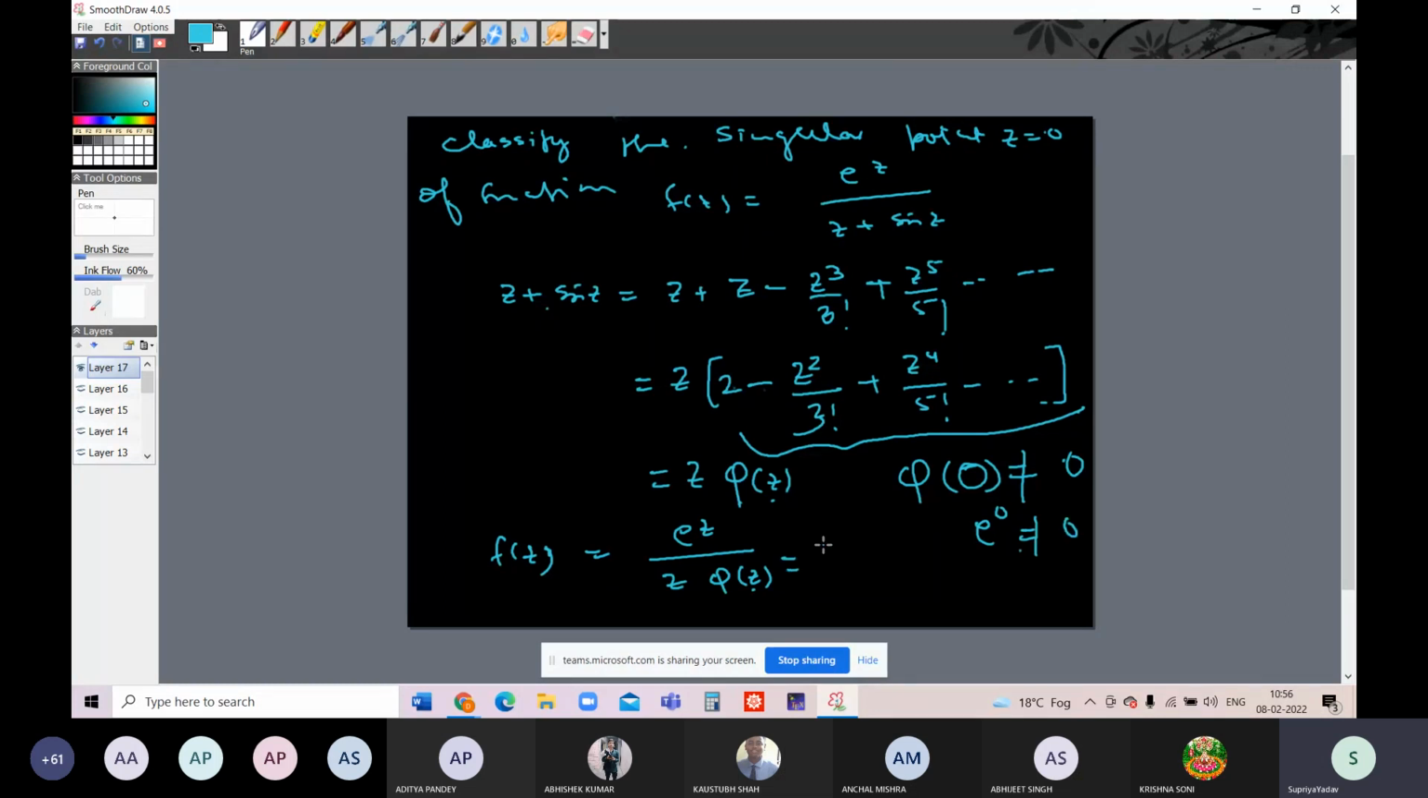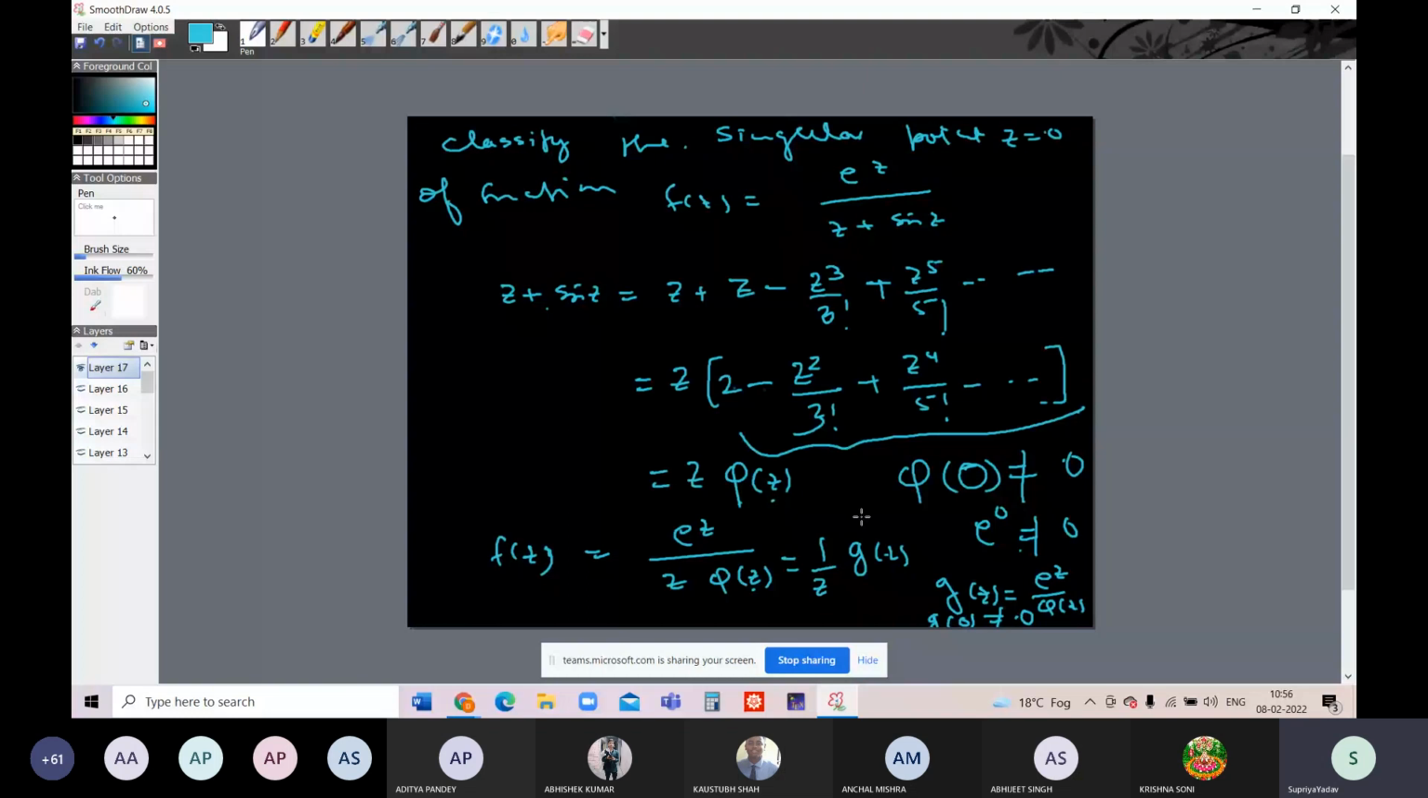So here we can write it like 1 by z into g(z), where g(z) is equal to exponential z upon phi(z), and these two are analytic functions at the point z is equal to 0, and g(0) is a non-zero quantity.